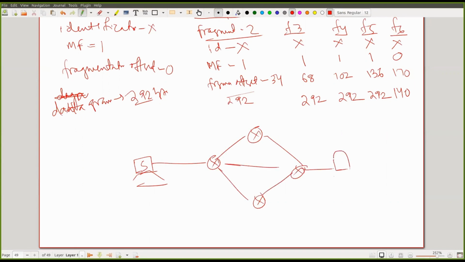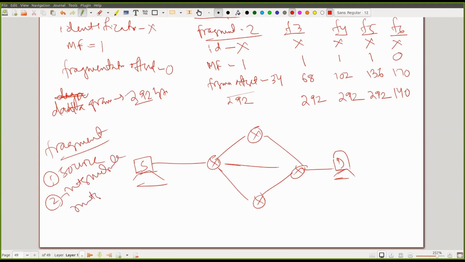This is my destination. Now the question is, I already told about there is a need of fragmentation, there is a need of reassembly. Now the question we have already answered. Fragmentation may happen at the originating source end, or it may happen at the intermediate router end. समझ गए ना?